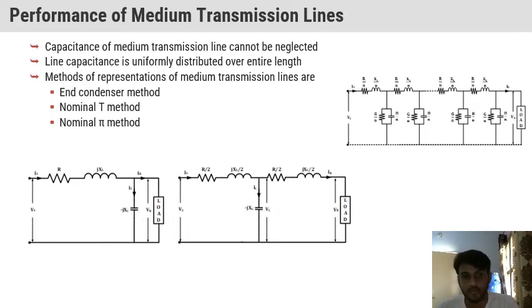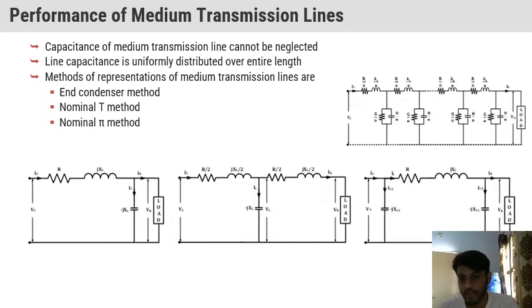So we have another method, which is the nominal pi. In the nominal pi we place the capacitance at the starting and at the ending. And this capacitance is divided into parts, so its value is half of the total value.